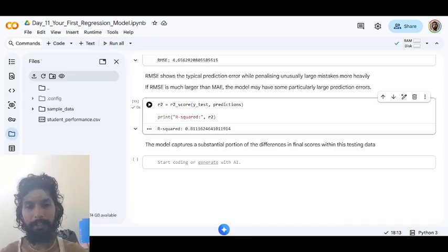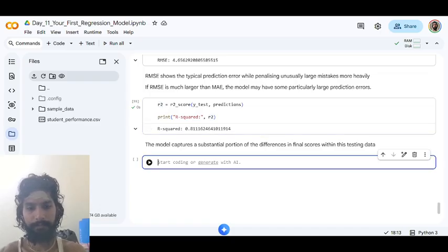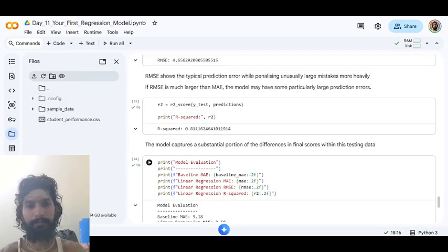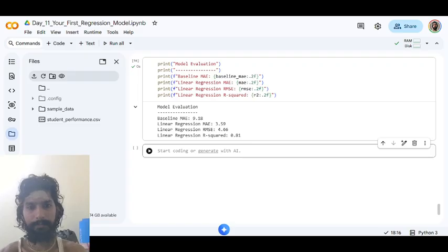Let us display the matrix clearly. The colon dot 2f formatting displays each value using two decimal places. Now pause the video and explain the most important output in one sentence without using technical jargon.